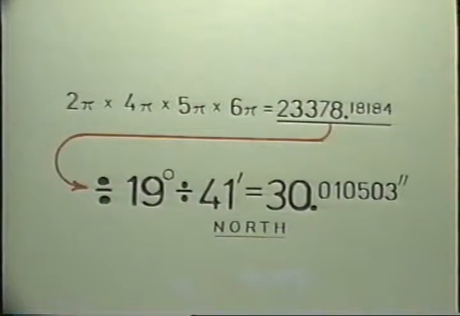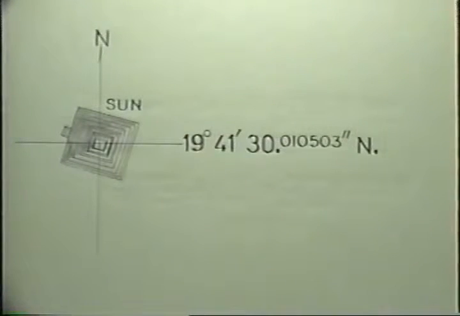Resulting in the value of 23,378.18184, a number which exactly encodes the sun's latitude upon the earth. 19 degrees, 41 minutes, and 30.0105 seconds north, dead center on the pyramid. Notice, dead center on the pyramid, not on its summit. And the sun finally speaks.